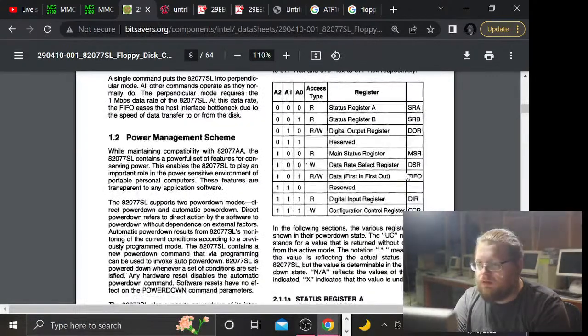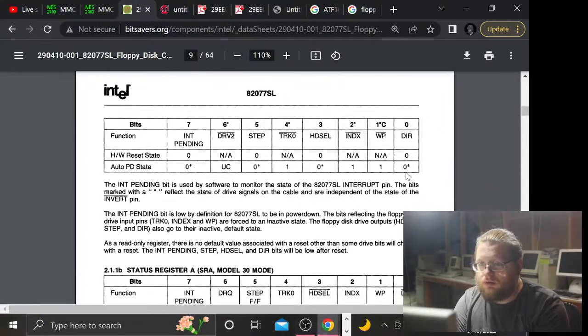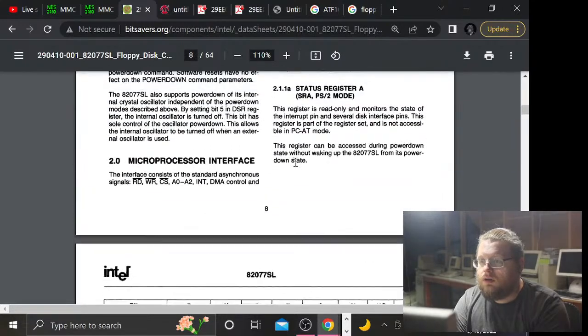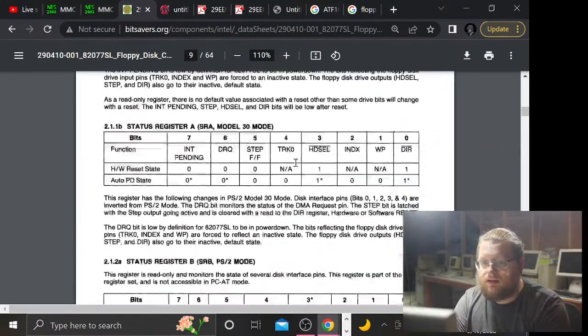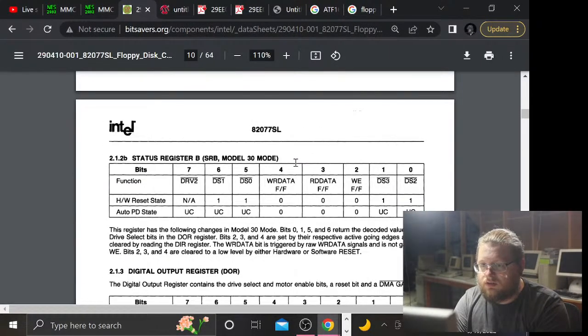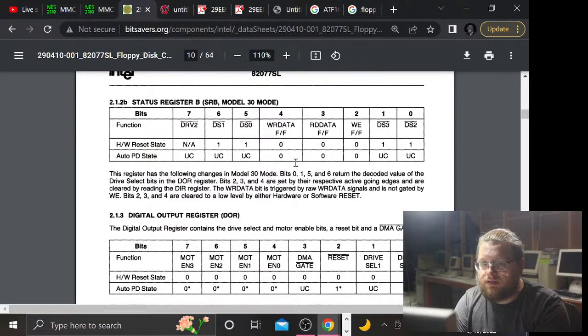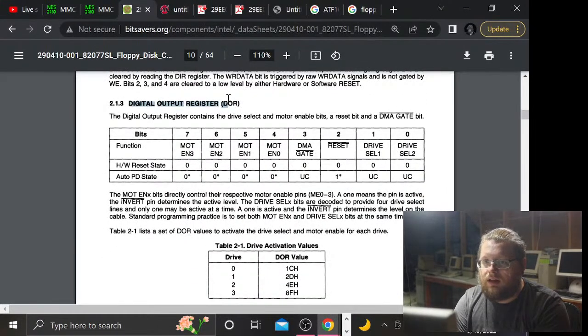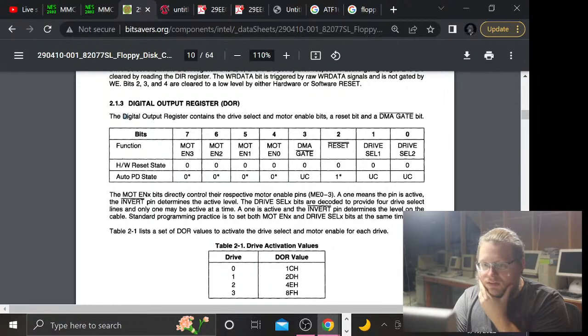Anyway. Status registers, blue. Where's the one that has... I don't really care about the status, because we need to put this thing through a whole reset before we start doing stuff besides turning on the motor. But... yeah, here we go. It is. It's digital output register. Digital output register contains the drive select and motor enable bits, a reset bit, and a DMA gate bit. The motor enable bits directly control their respective motor enable pins, ME0 through 3. A 1 means the pin is active.